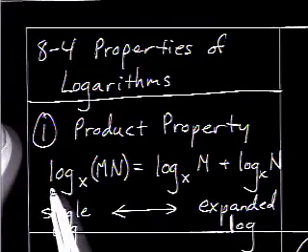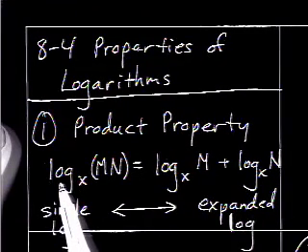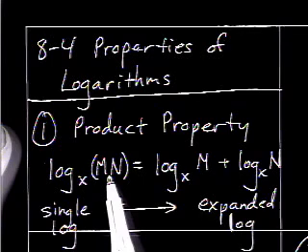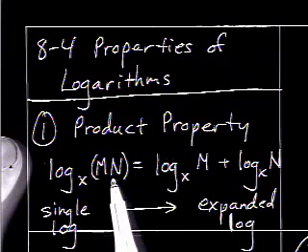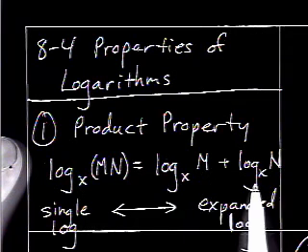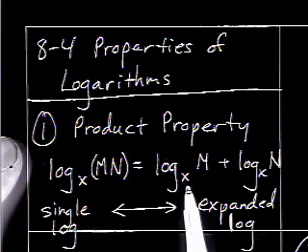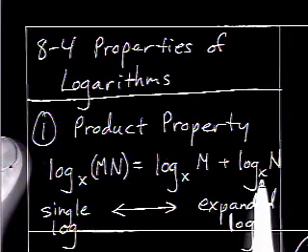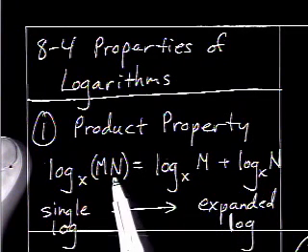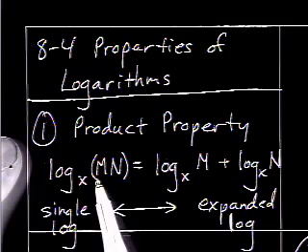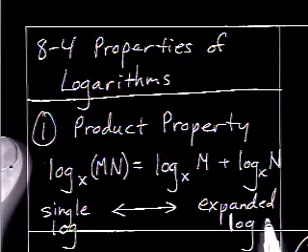Now, it says that if you have a logarithm of a product, and it can be any base you want, the logarithm of a product can be split apart into two separate logarithms. Notice that the base has not changed. So of the individual parts. Now that is called expanding the logarithm.